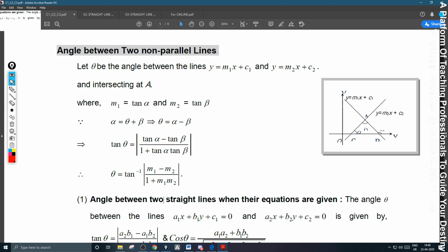In calculus, you will have tangents and normals as a topic. In that one, you will be using the same formula. What is the formula? Just remember this. Tan theta is equal to m1 minus m2 by 1 plus m1 m2. This we have already derived in the first or second sessions.